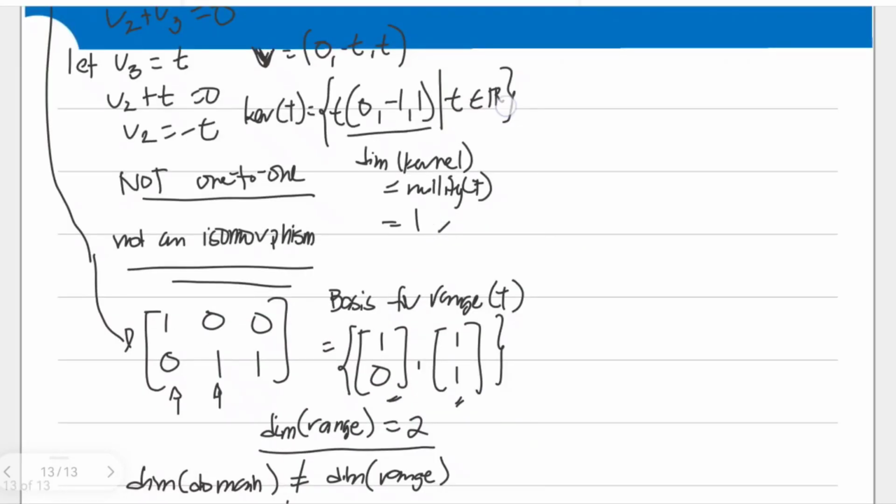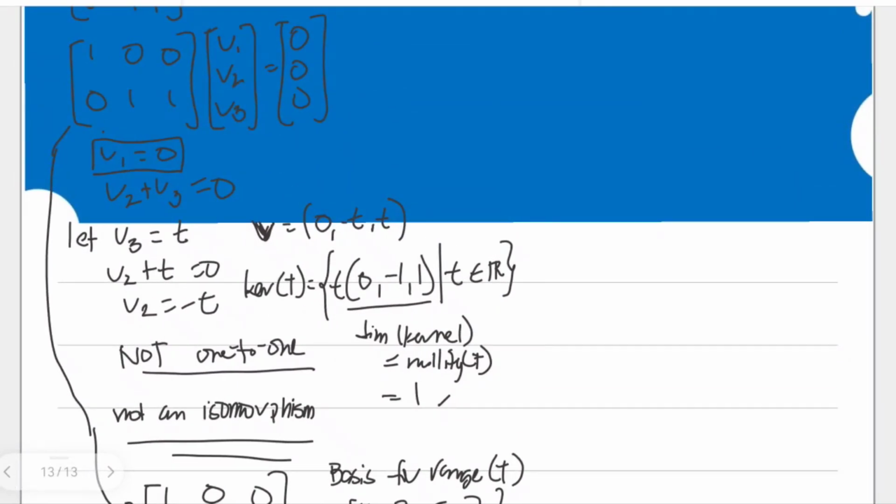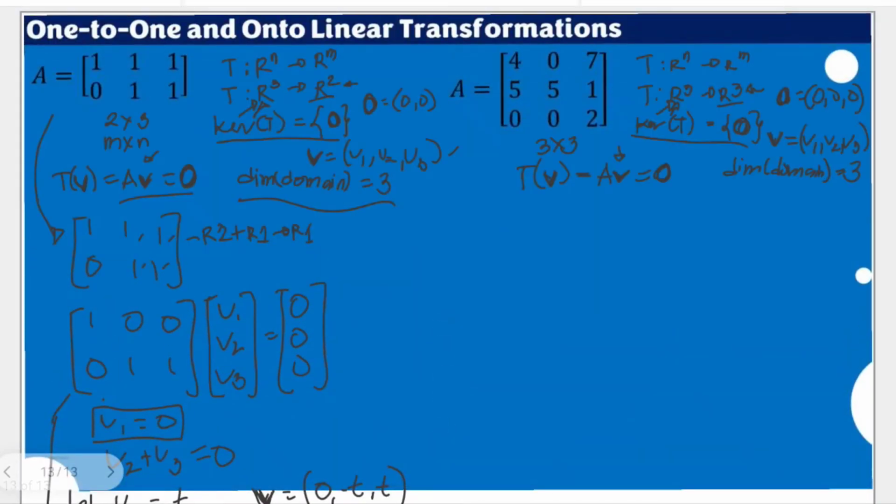So again, it's not a 1-to-1, and it's not an onto as well. So let's proceed to the second, and let's see if this is a 1-to-1 or onto, and we could say it's an isomorphism. So again, we're going to come up with the reduced row echelon form of this: 4, 0, 7, 5, 5, 1, 0, 0, and 2.